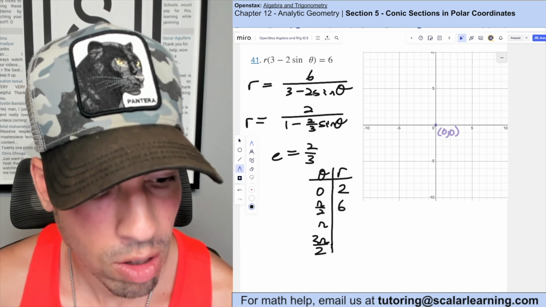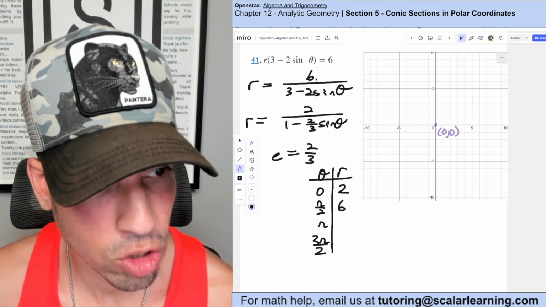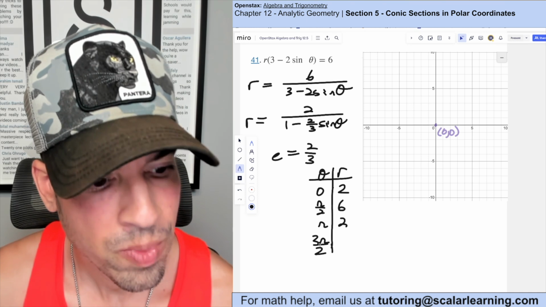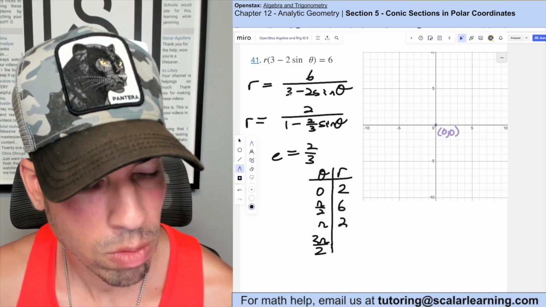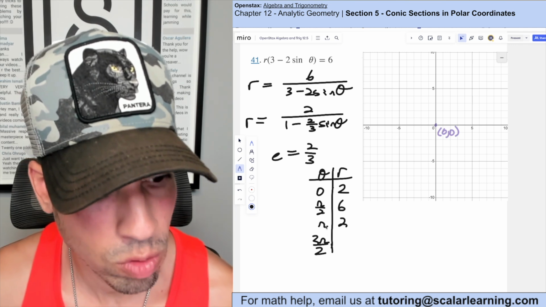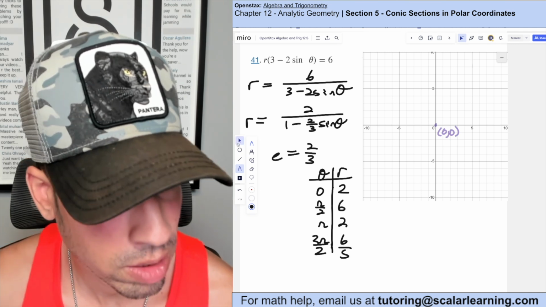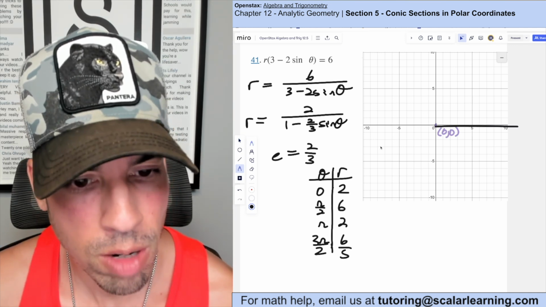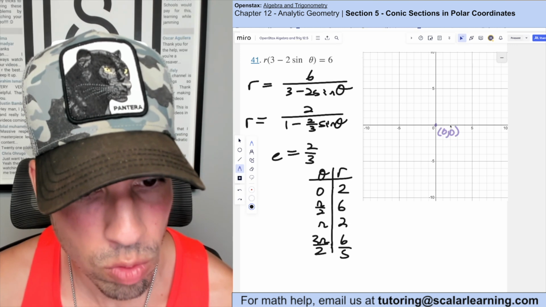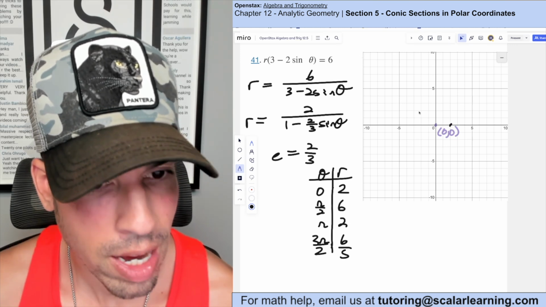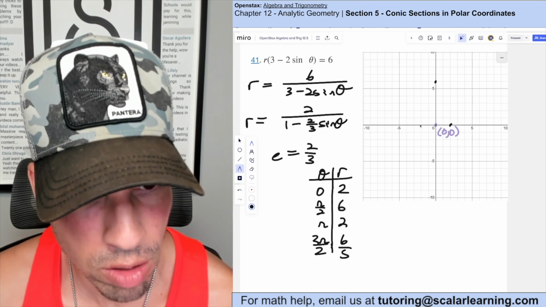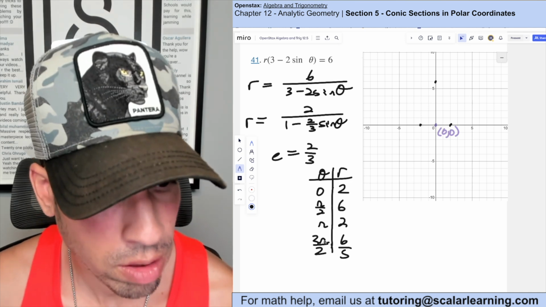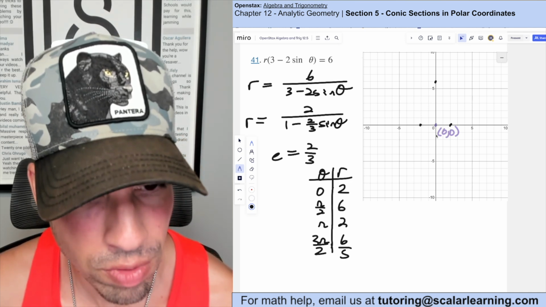Now, you can do this in a calculator as well. Sine of pi is, again, 0, so that's 6 over 3, which is 2. And then 3 pi halves. Sine of 3 pi halves is -1, so it's going to be 3 minus -2, which is 6/5. So let's plot these out. We've got 0 coming out this way, and we've got our 2 right here. And then we've got pi halves, and that's going straight up at 6. We've got pi going this way, going out to 2. And then we've got 3 pi halves and 6/5 right here.